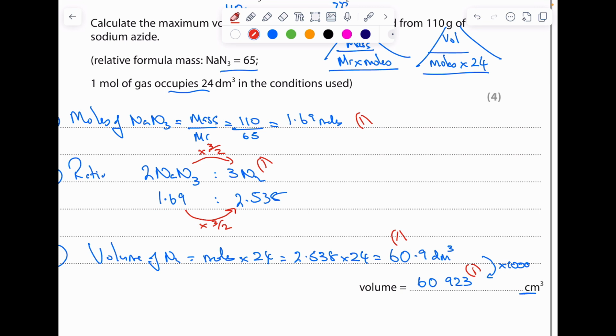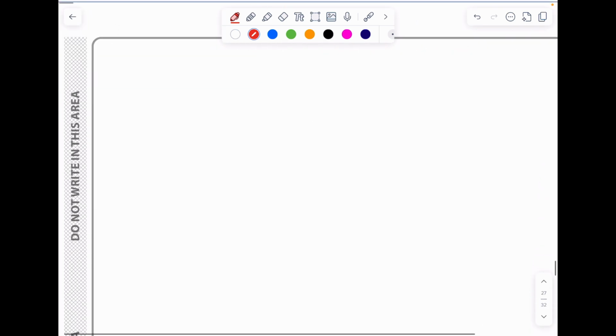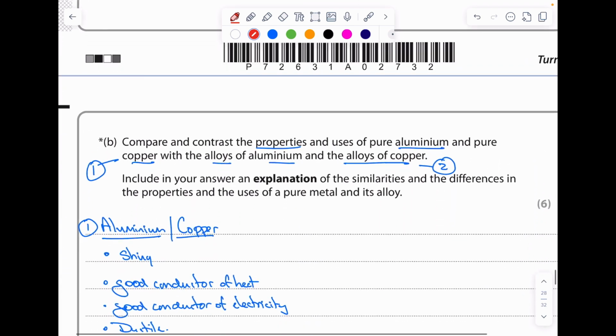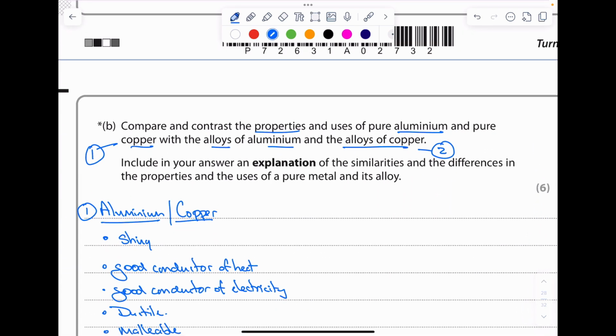Okay, the final one is a 6 marker. Let's have a quick look. Again, I like to try and break this into stages. So I'm going to add 2 more stages. So the similarities and the differences are going to be included in here as well. So we're going to first of all talk about pure substances, and what the properties are. Then we're going to talk about the alloys of these two and what their properties are.